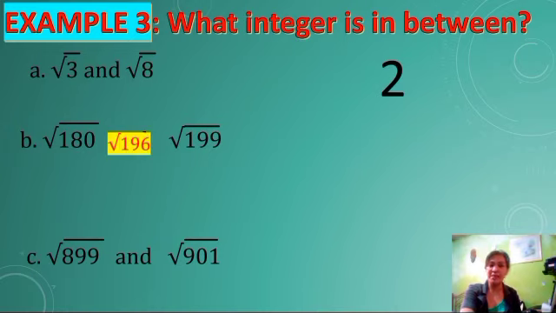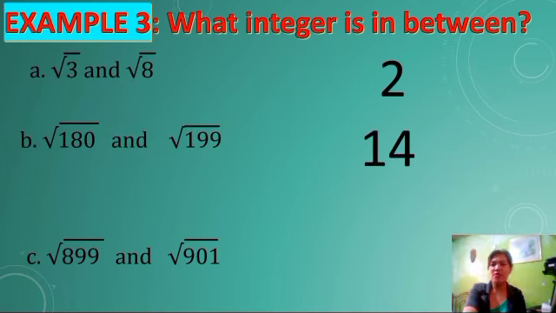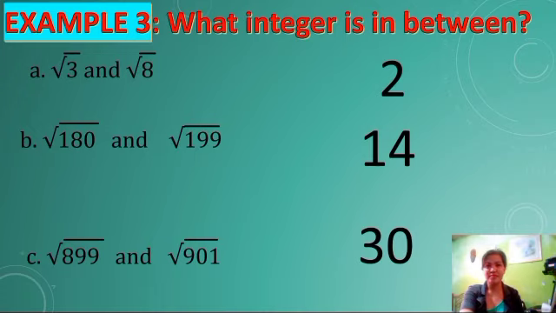So, alam natin na meron tayong square root of 196. So, ano yung integer na yan? Square root of 196 is equal to 14. Next. Square root of 900 is in between square root of 899 and square root of 901, which is equal to 30. Next. I hope lahat nakakasunod, ha?